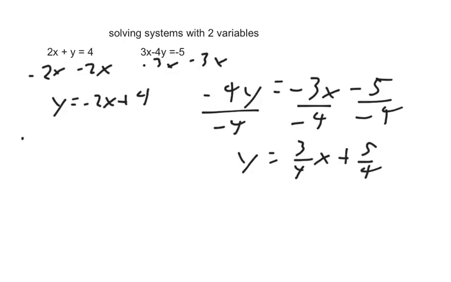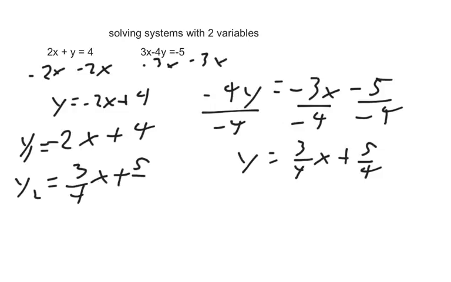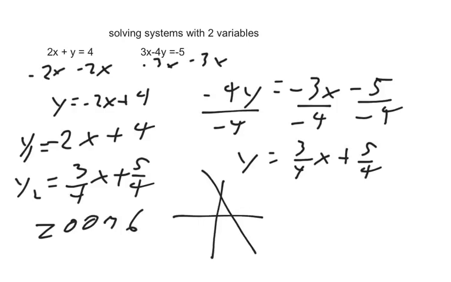So in your calculator, I want you to do y1 equals negative 2x plus 4. And in y2, plug in y equals 3/4 x plus 5/4. And then if your graph doesn't seem to have the graph on it, do zoom 6. And you should get one line going like that, and another line going like this. And what we're looking for is this point right in here.